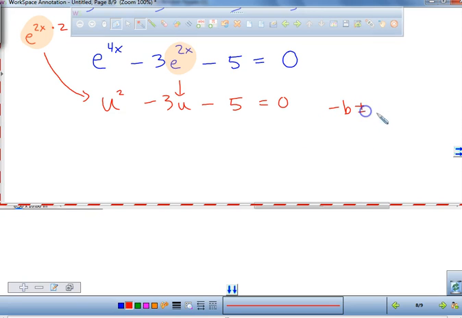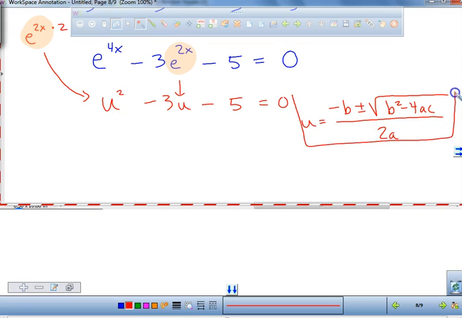So make sure you guys have this somewhere in your journal. It's helpful to know by heart. Right here I'm going to say u, because that's what we're going to be solving for, is equal to this. That's the quadratic formula. Okay? So right now, my a value, everybody, is 1. My b value is -3, and my c value is -5.